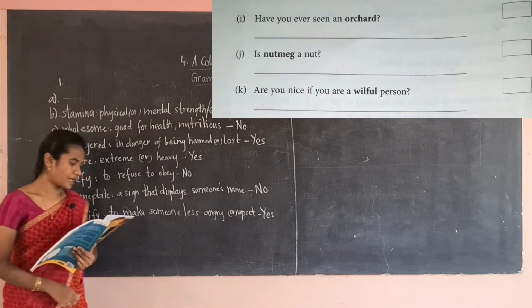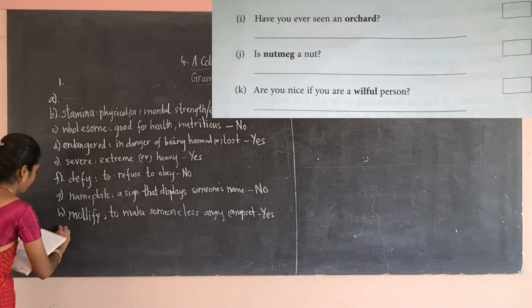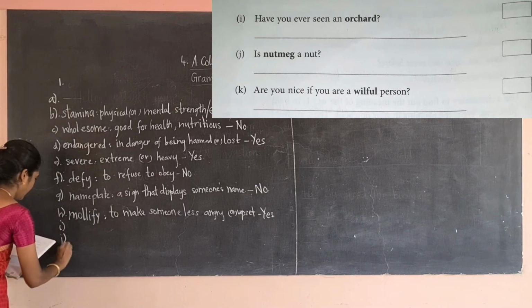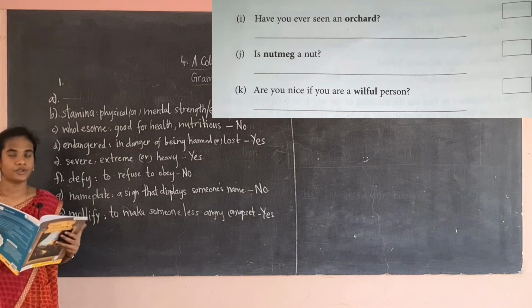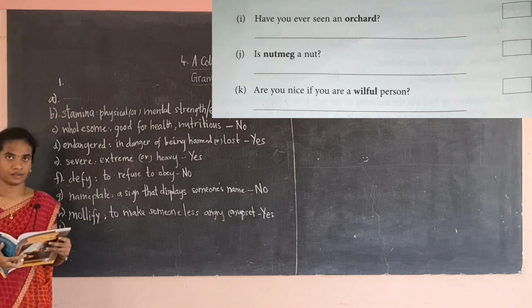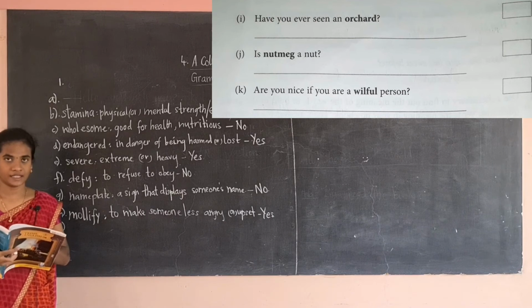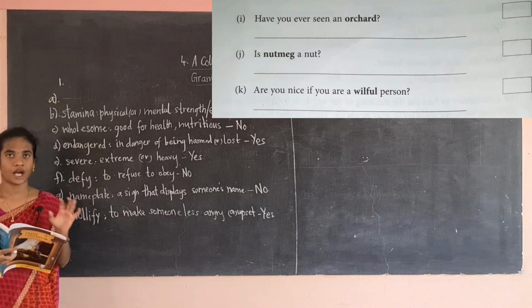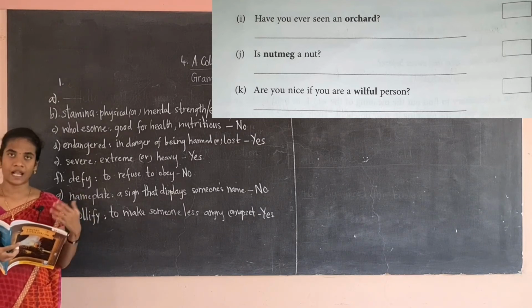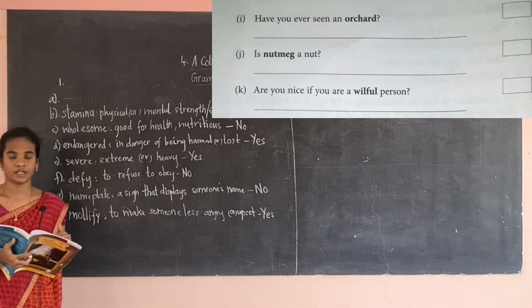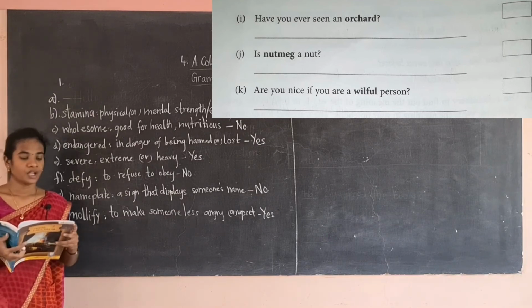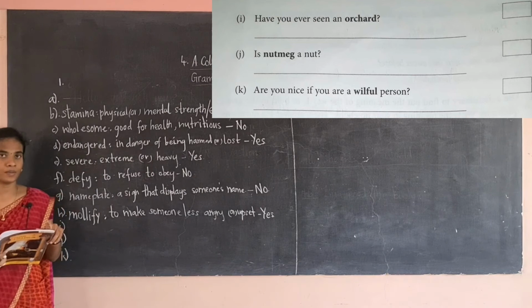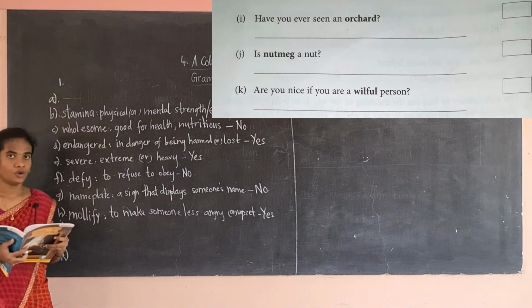Then I, J, K are the homework for you. Here they are given sentences. For the words given on the board, you have to write the meanings with the help of your dictionary. After finding and writing them, you have to write yes or no to the questions. This is the homework for you.